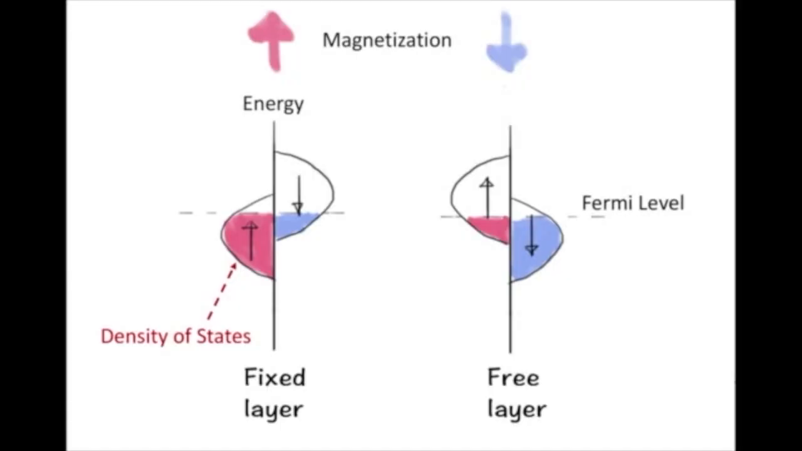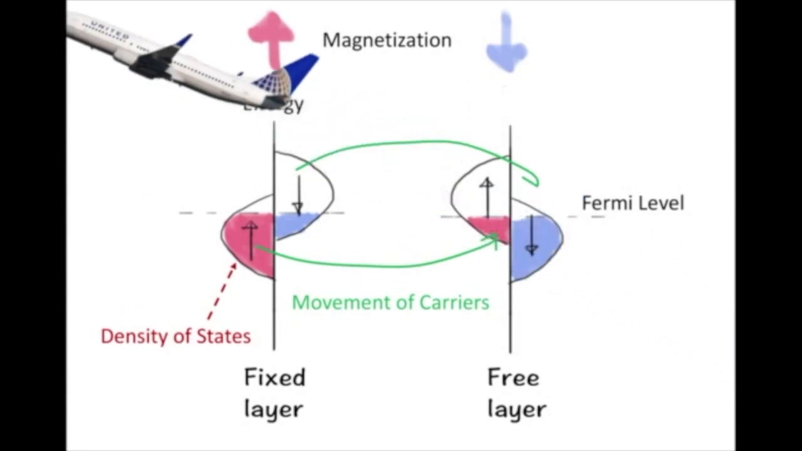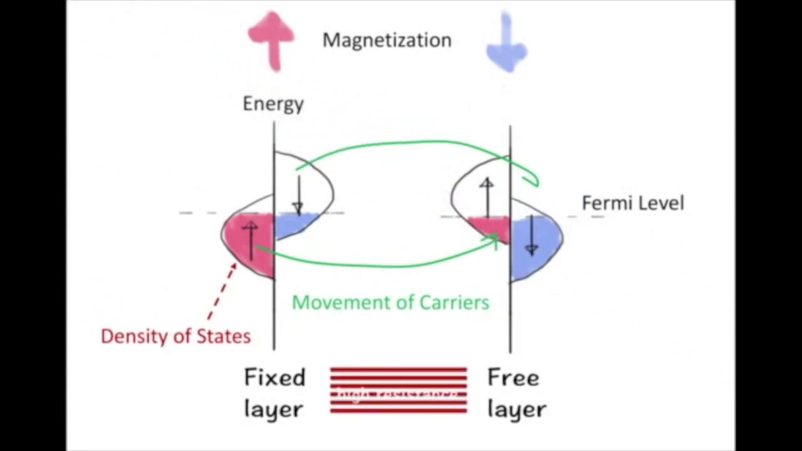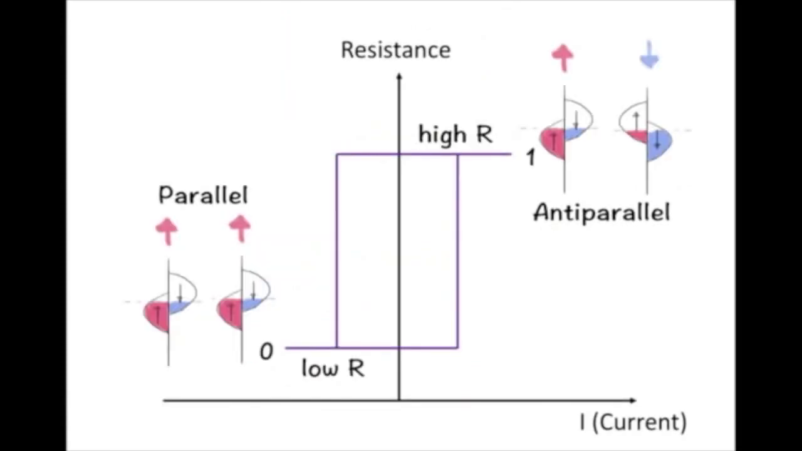What happens when electrons move from fixed layer to free layer at antiparallel state? After spin-up electrons pass through the fixed layer, there are no seats for them in the free layer, so they are scattered back. This is why antiparallel magnetization generates high resistance. Then, we define antiparallel as 1, parallel as 0.